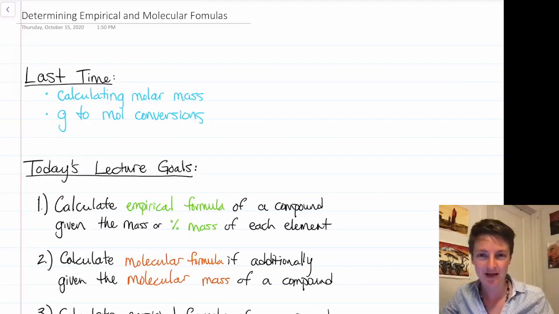Today, we're going to be talking about how to determine both empirical and molecular formulas based on experimental data. So last lecture, we talked a lot about how to do unit conversions related to chemical compounds. We talked about how to calculate the molar mass of a compound based on information from the periodic table, and we talked about how to perform gram to mole conversions. Both of these concepts are going to be used heavily in today's lecture, so if you're feeling a little bit rusty, now's a good time to pause this video and go back and practice those two skills.